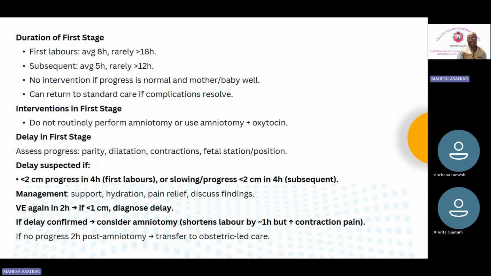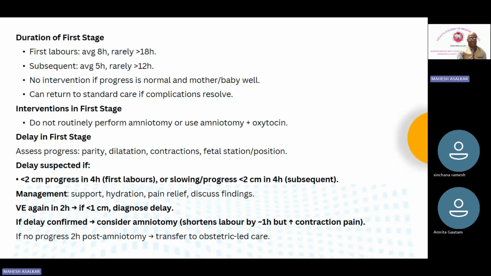Such and such lady is admitted at 12 o'clock in the midnight. She was reassessed at 4 o'clock in the morning. She was, say, 4 centimeter, and at 4 o'clock she was 5 centimeter. Then what is the next step? The question will say the membranes were intact, CTG is good, what is the next step? Here we are suspecting the delay.